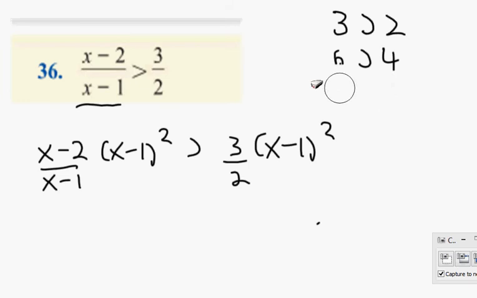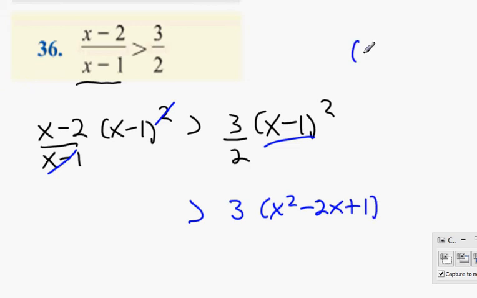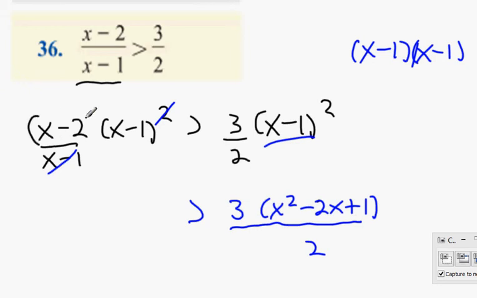Now that I have this done, what we're going to do next is simply multiply them out. Now the x minus 1 cancels with this one here, and the x minus 1 squared is what we have to do here. So we're going to have 3 times x minus 1 squared. x minus 1 squared is x squared minus 2x plus 1. It's me multiplying x minus 1 by x minus 1. That's what I multiply to get that. It's all over 2, and that equals, on the other side, I'm going to multiply x minus 2 by x minus 1. When I multiply that out, I'm going to get x squared minus 3x plus 2.